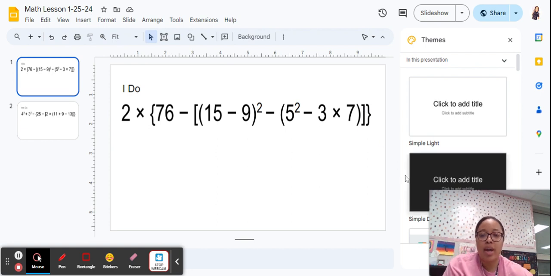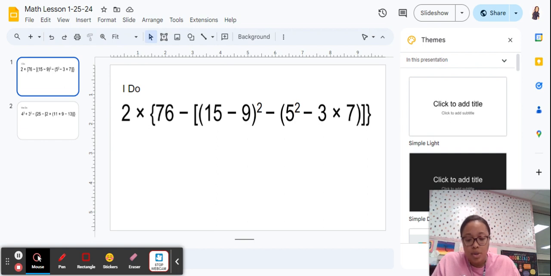So I start off by having 15 minus 9. Now, when I do my subtraction of 15 minus 9, that is going to give me 6. And I want you to go ahead and write that down on your notebook paper. 15 minus 9 is in the parentheses, and you solved that, and you got 6.